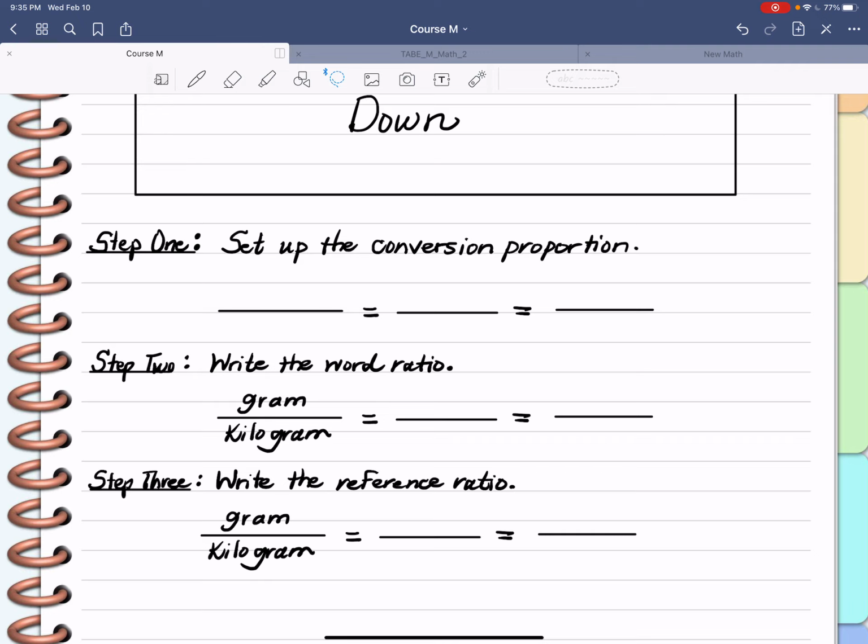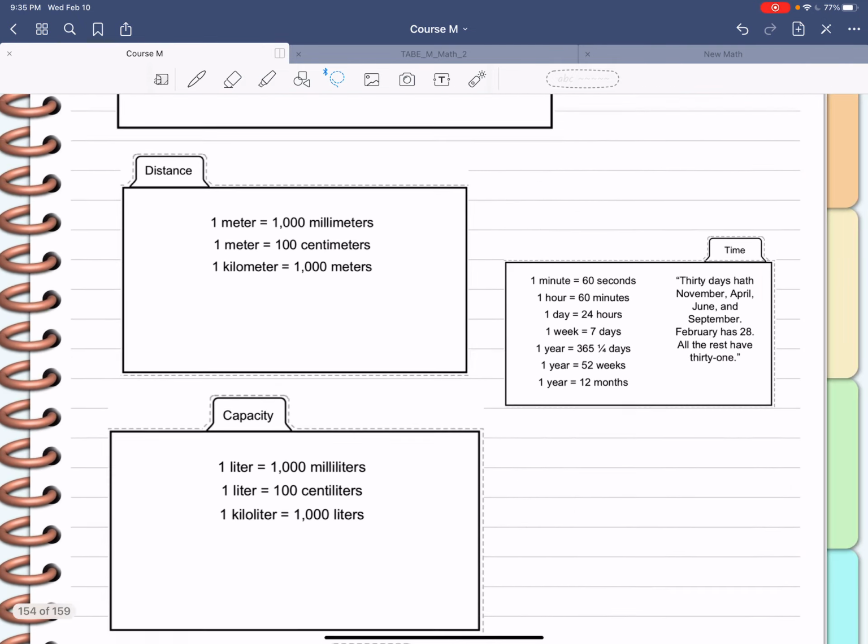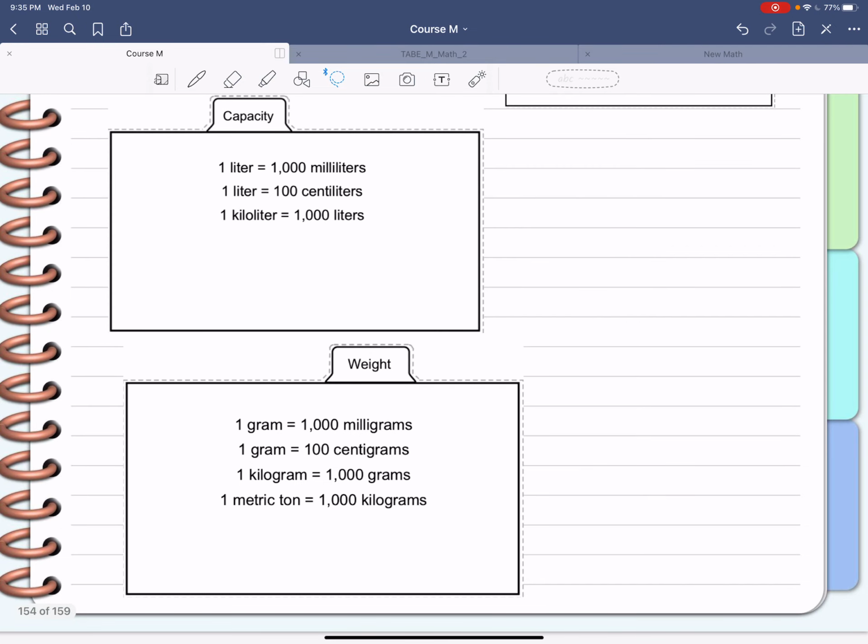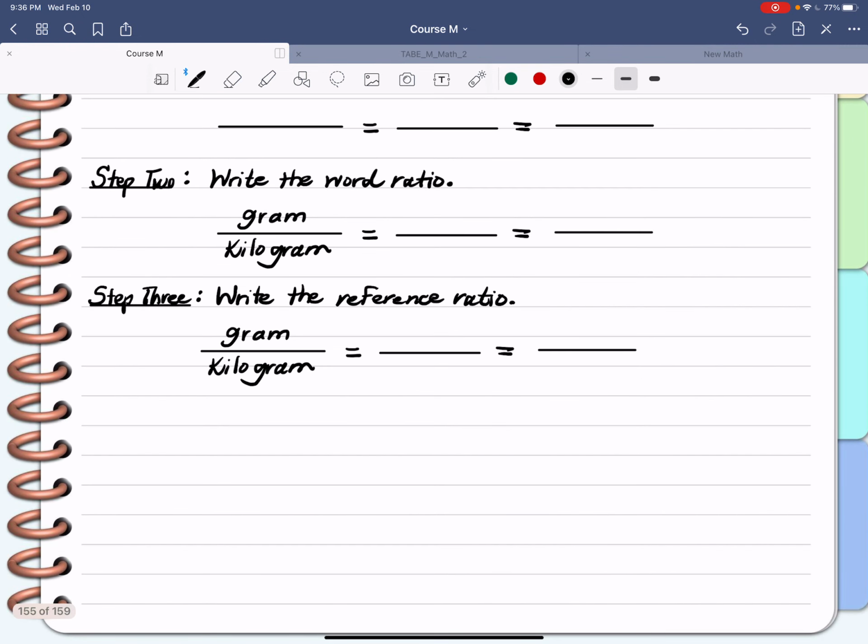So I look at my memory piece for grams and kilograms. And that's a weight. And right here it is. Kilogram and grams. You're looking for those words that you just wrote. 1 kilogram is 1,000 grams. That's called the reference ratio. That comes from your memory piece. So you can see every one of these problems has one of those memory piece information things in there. That's why it's so important to know those.